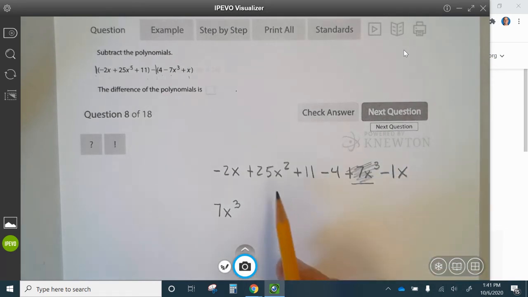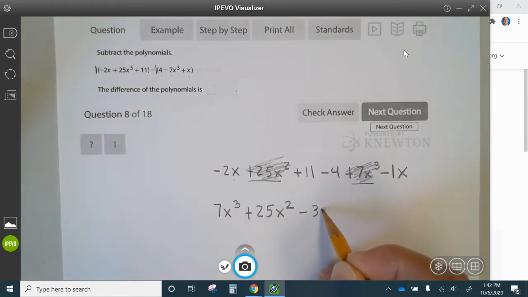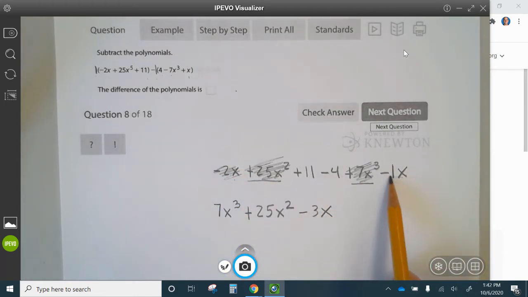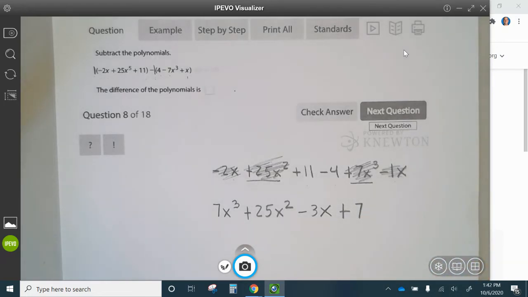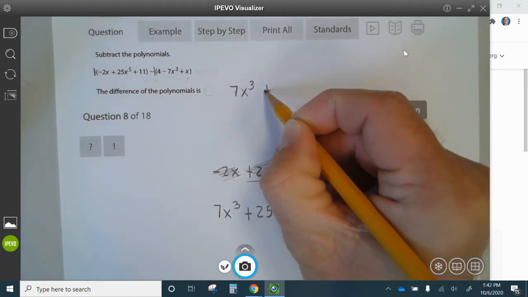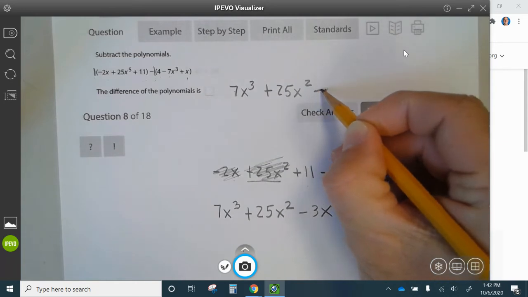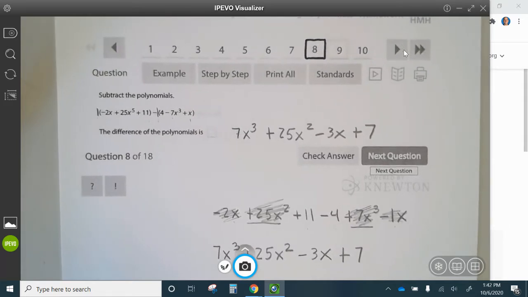Okay, now let's look at these squared. So we have plus 25x squared. There's nothing else to combine, so plus 25x squared. So we're done with this. Now we have negative 2x and negative 1x combined to be minus 3x. And then 11 minus 4 is plus 7. Okay, so the difference of the polynomial is 7x cubed plus 25x squared minus 3x plus 7. All right, go ahead and finish up question number 8.